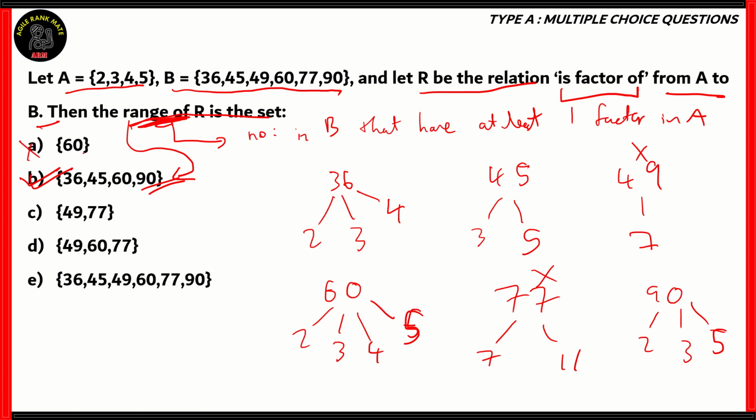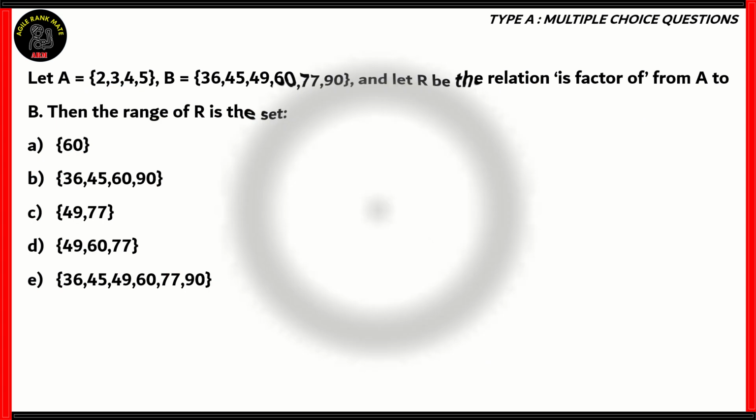Option A is incorrect because it only says 60, but 36, 45, and 90 have factors in A. Option C, 49, 77, these are the numbers that do not have a factor. Option D also contains 49, 77. Option E is basically the whole set B, which is incorrect because 49 and 77 do not have factors in A. So option B is the right option.